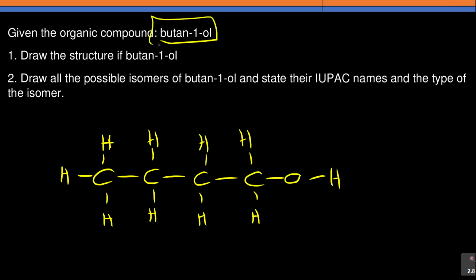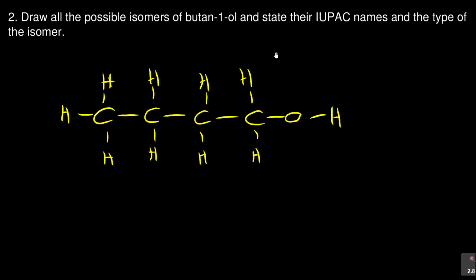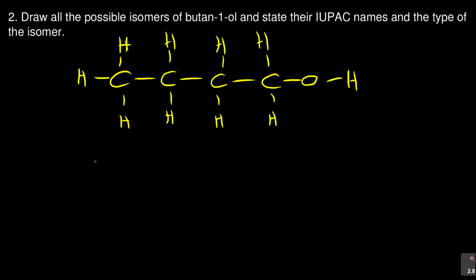Actually, it's butanol. They're just making it butan-1-ol out of relevance, but it's butanol. Now, it says draw all the possible isomers of butan-1-ol and state their IUPAC names and the type of the isomer. Now, there is the important one. Draw all the possible isomers. So now, it's a very important question, this one. Let's look at this. The possible isomers.